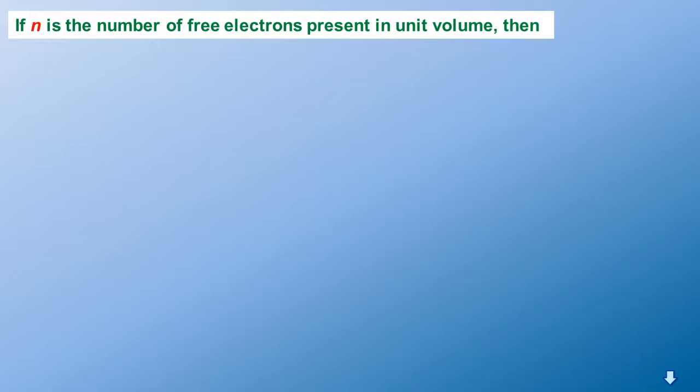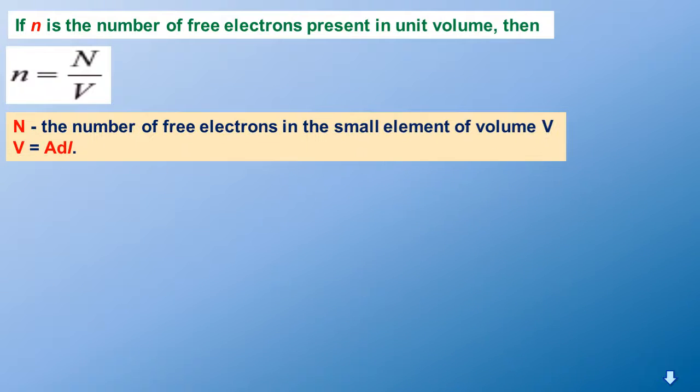Here, if small n is the number of free electrons present in the unit volume, then small n is equal to capital N divided by V. What do we mean by capital N? It is the number of free electrons in the small element of volume V, and V is equal to A dl.